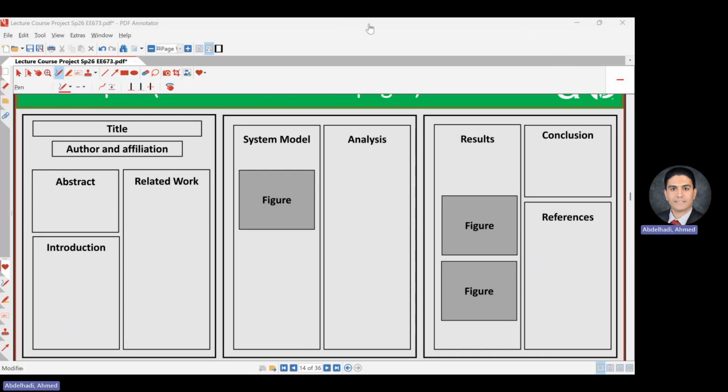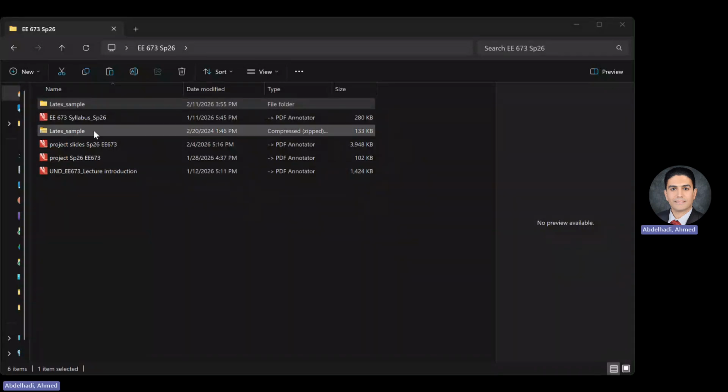All right, so I also want to show you the LaTeX file just for your information. Okay, so let me share my screen here. So I will upload this zip file. This is a compressed LaTeX sample file. This is going to be uploaded to Blackboard.